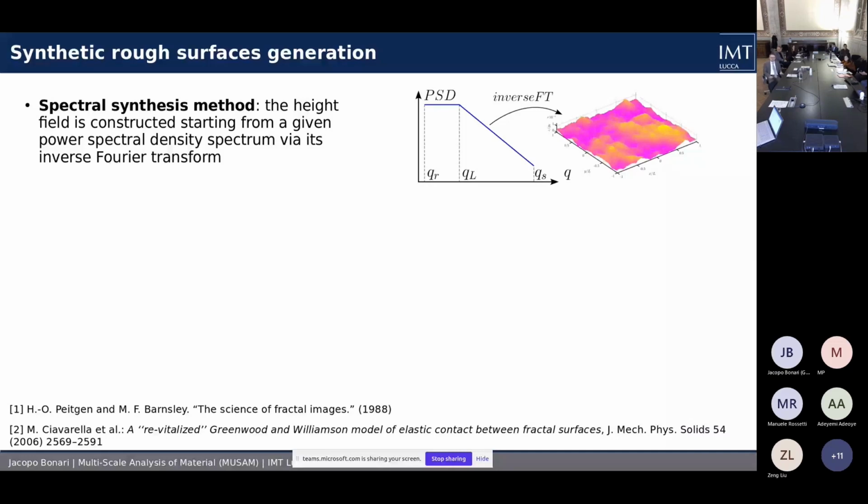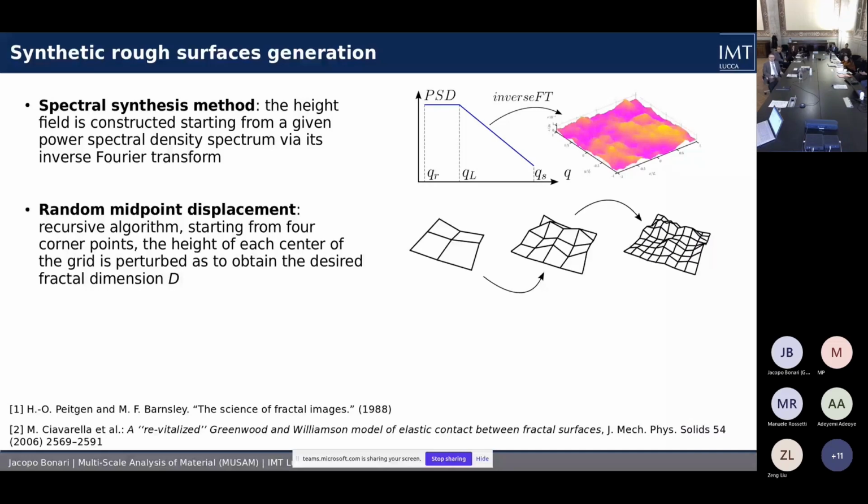The second possibility is to use a random midpoint displacement algorithm, which is a recursive algorithm that generates a rough fractal surface characterized by specific desired characteristics. And this is very interesting because, as a side note, it's the same algorithm that is employed in computer graphics for generating landscapes or hill shades or terrain and so on.